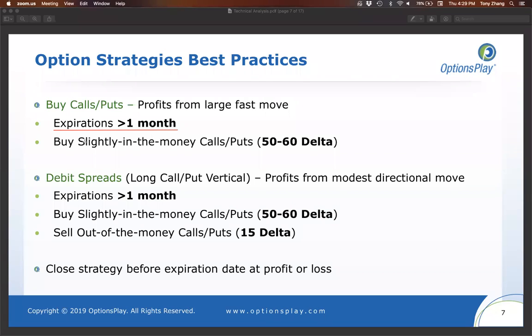Now, whenever you're buying a call or put, you need to buy a slightly in the money call or put as a starting point. About a 50 to 60 delta call or put is a good starting point.